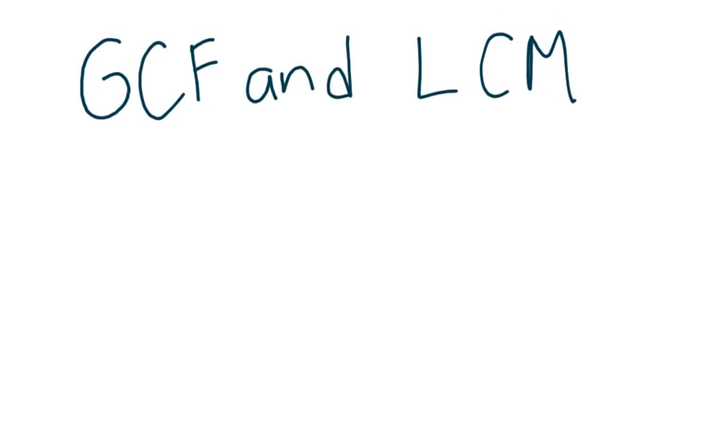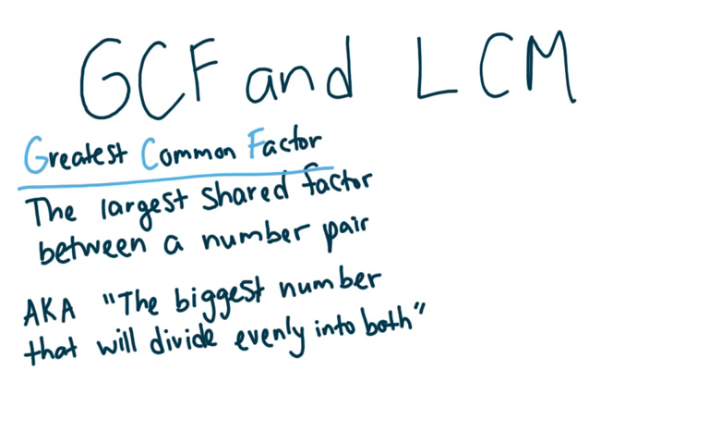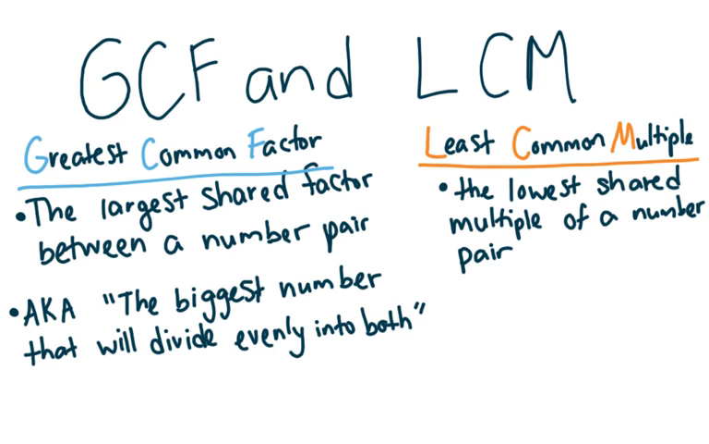Today we're going to be discussing GCF and LCM. First of all, the GCF, it's the greatest common factor, the largest shared factor between a number pair, also known as, and this is in somewhat more student-friendly language, the biggest number that will divide evenly into both. And then also the LCM, which is the least common multiple, the lowest shared multiple of a number pair. And there's less of a student-friendly definition for LCM. This is the simpler of the two.